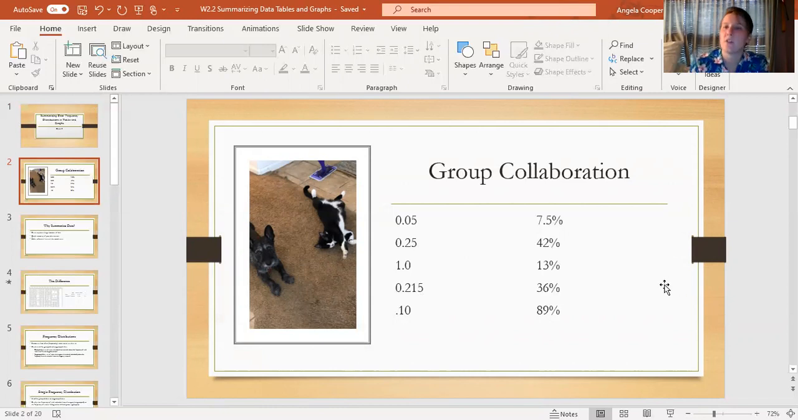Now flipping over to the percentages portion, we're going to be switching these into decimals. So 7.5% would be 0.075, 42% would be 0.42, 13% 0.13, 36% 0.36, and 89% would be converted as 0.89. Again, if you had any problems or struggled with that in any way, just let me know and I'll be happy to help you with that.